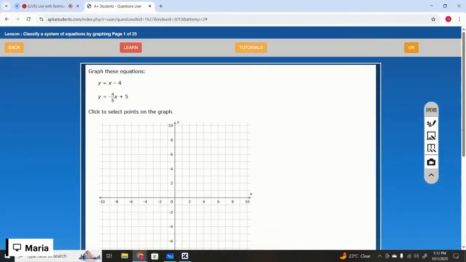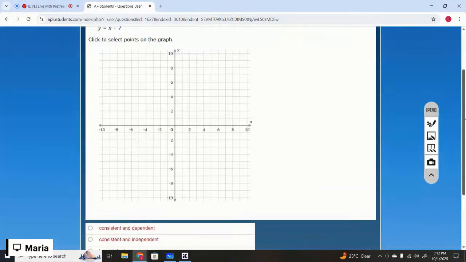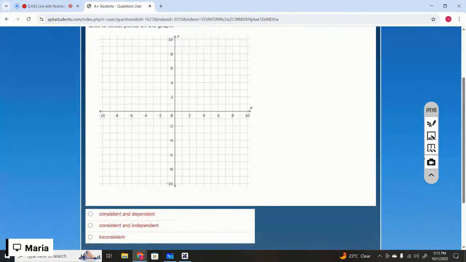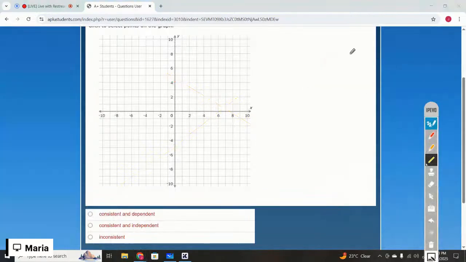Option number 2 is the correct option. Okay, the next one is y equals x minus 1 minus 7. So let's just plot these equations. Y equals x minus 1 and y equals x minus 7.